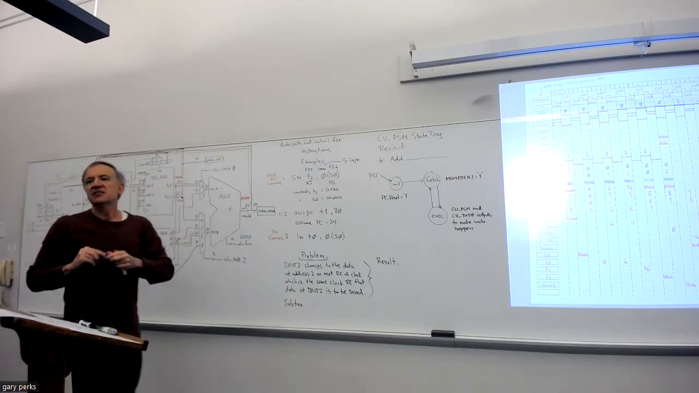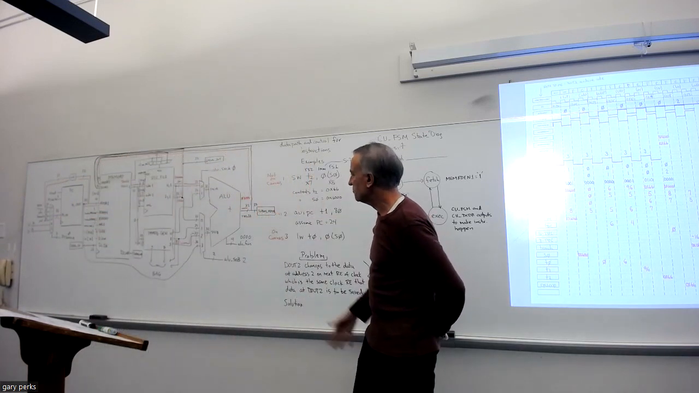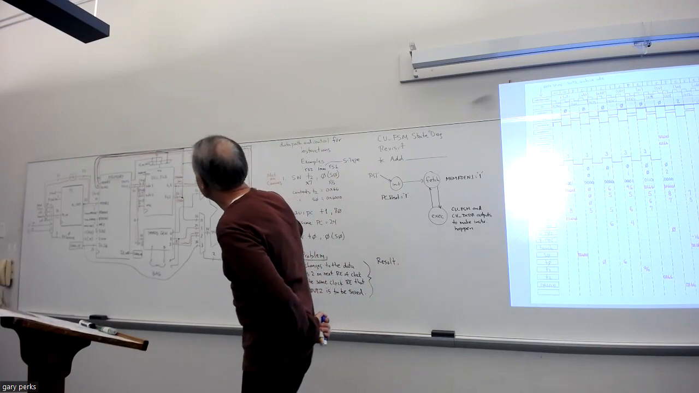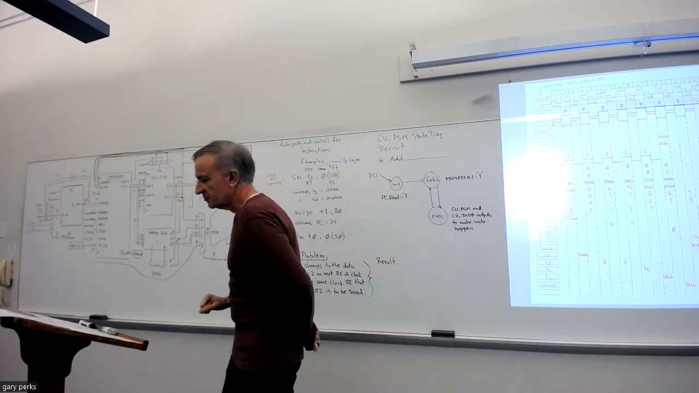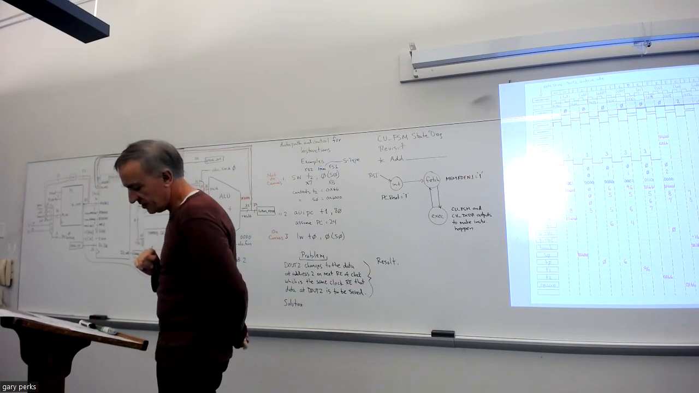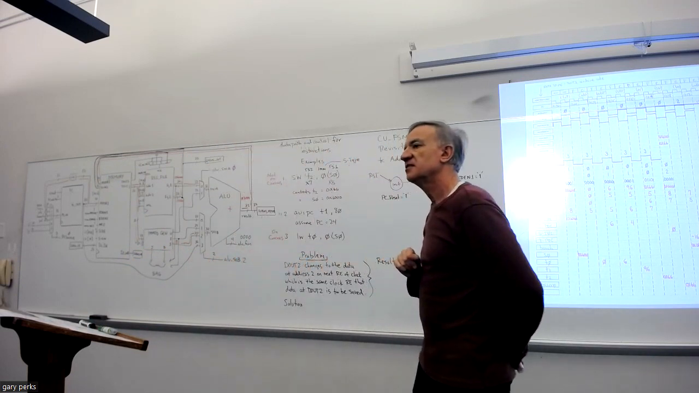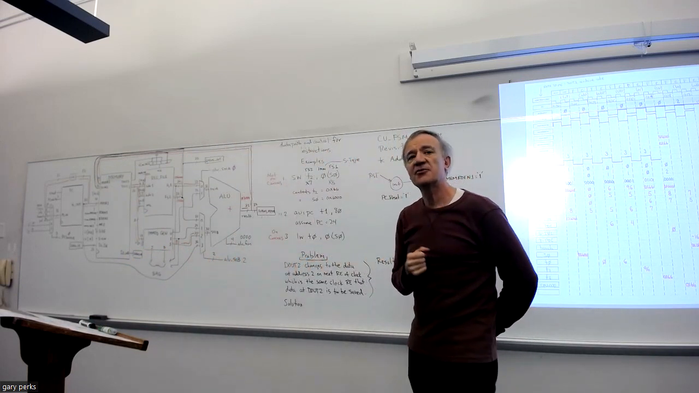Okay. So any questions on the data path or the control set? I mean, we didn't miss anything, right? We got everything. Let me double check here just to make sure. Yeah, we got all the control signals. We got, yeah. Okay. Do you have a question?